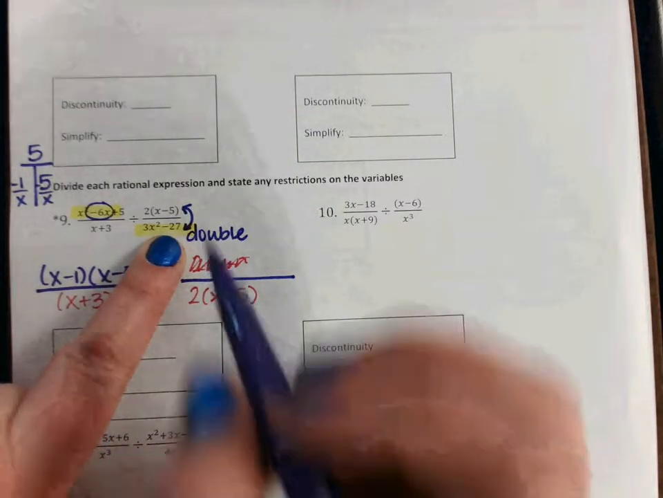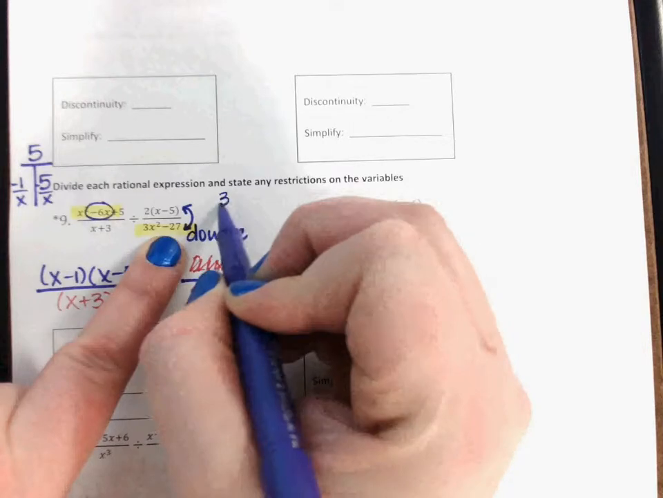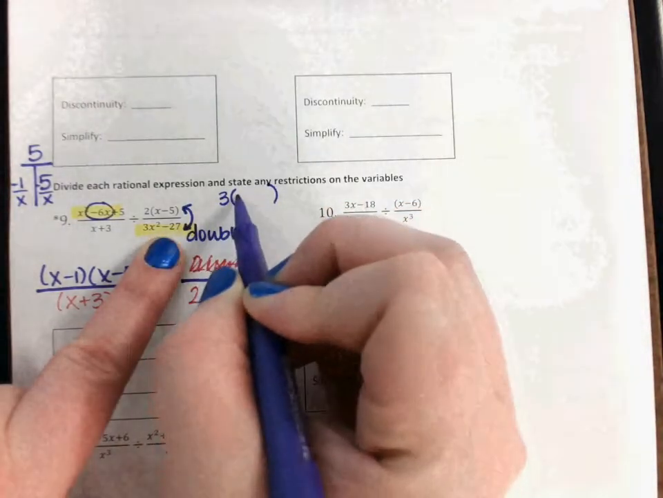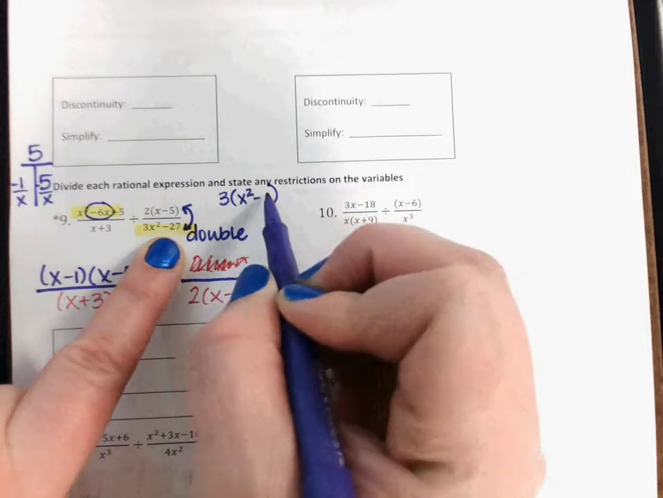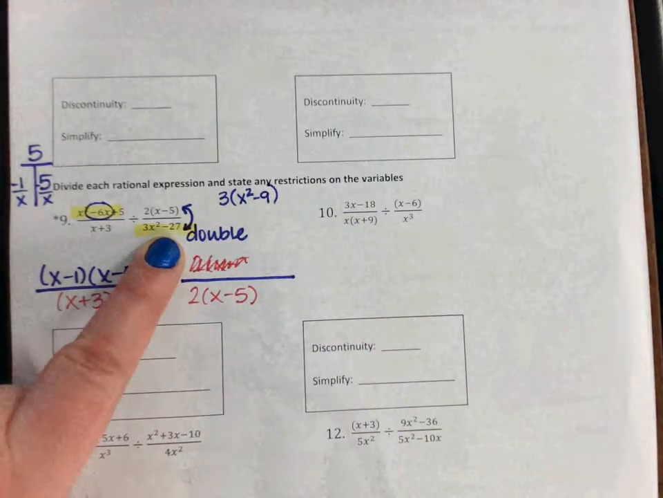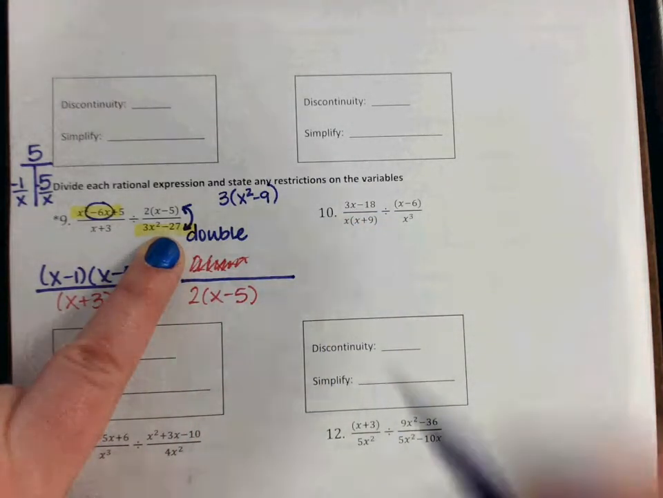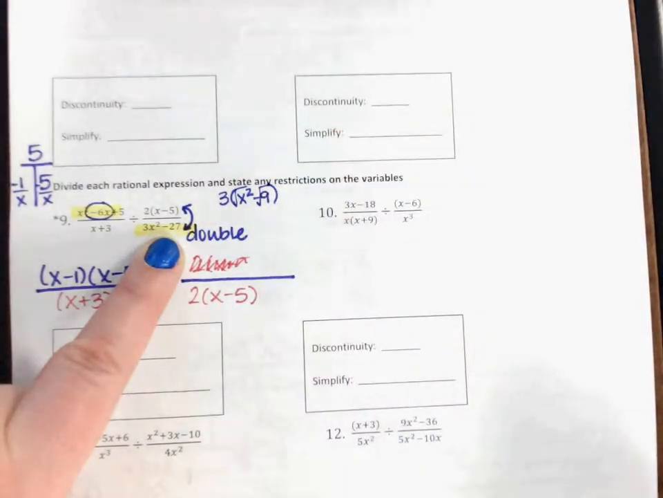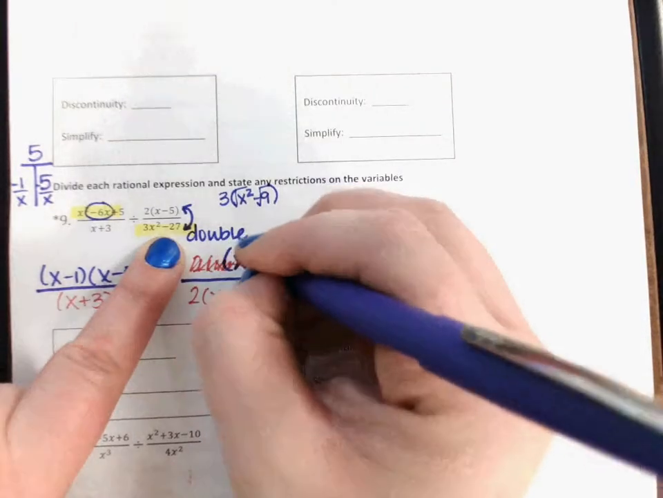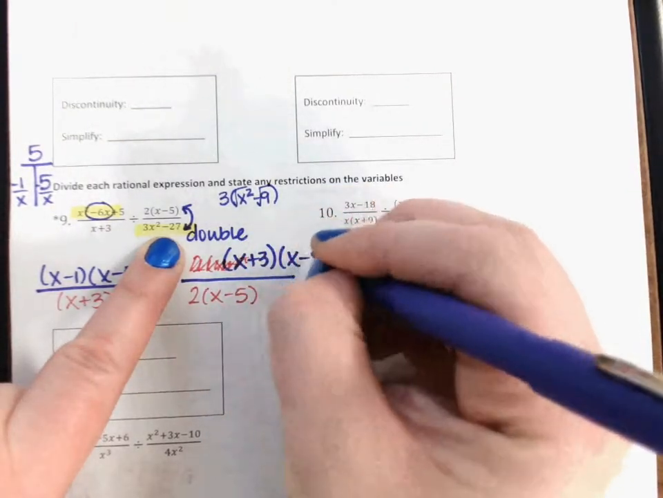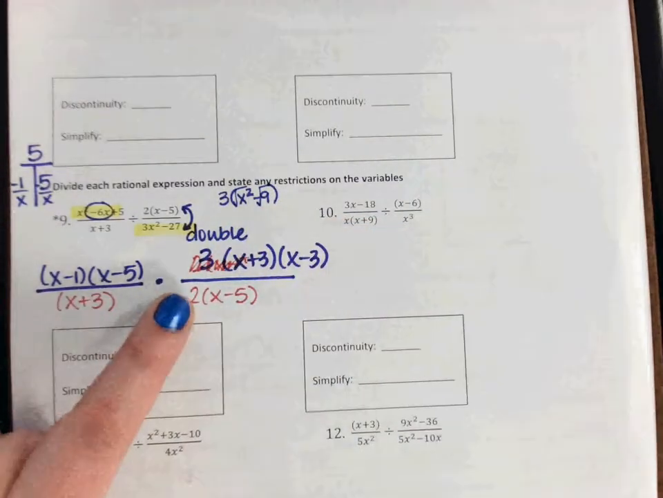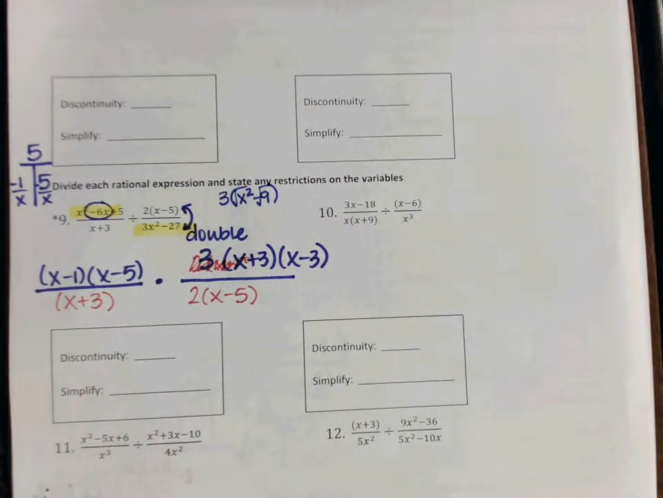Divide by what? 3. What does that leave me with left over? X squared minus 9. And then from there, square root, square root. Square root of x squared is x. Square root of 9 is plus or minus 3. So it'll be x plus 3 and x minus 3 with what in the front? Another 3. Okay?